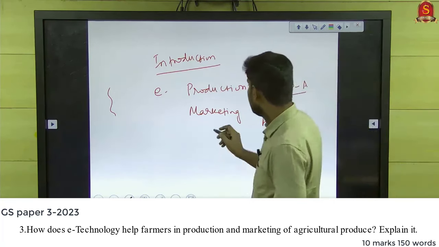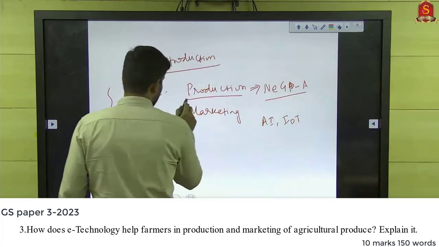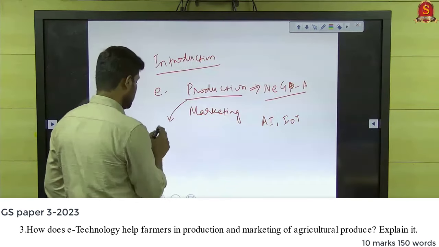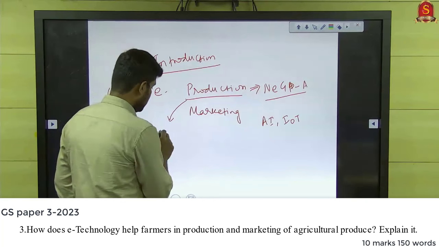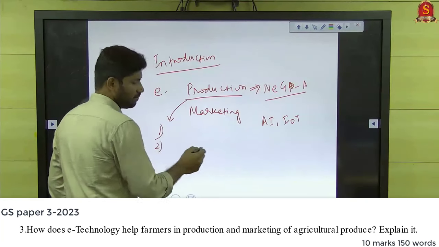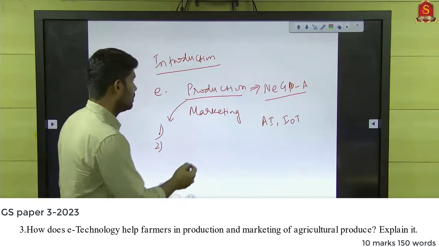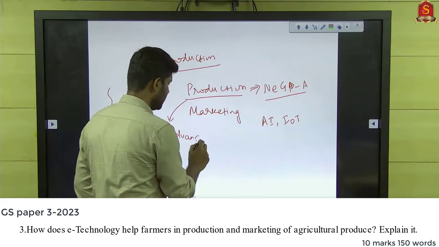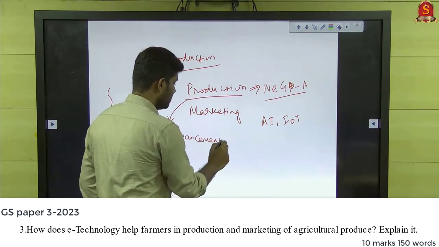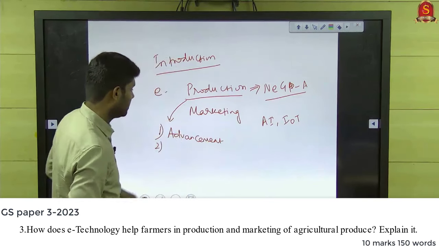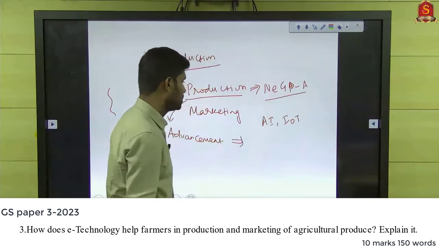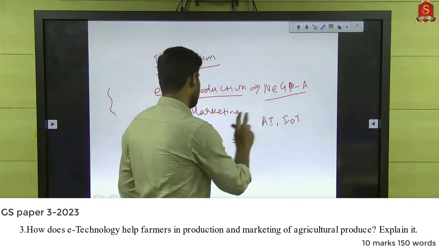Right. So here in the production area, we can discuss it. What are the factors that promote production? Under this, for every factor, we can give one example, a government initiative. So this is for advancement in agriculture. Okay, we can give a small heading for every initiative. So advancement in agriculture for increasing production. Under the National E-Governance Plan in Agriculture, we promote this technology in agriculture.